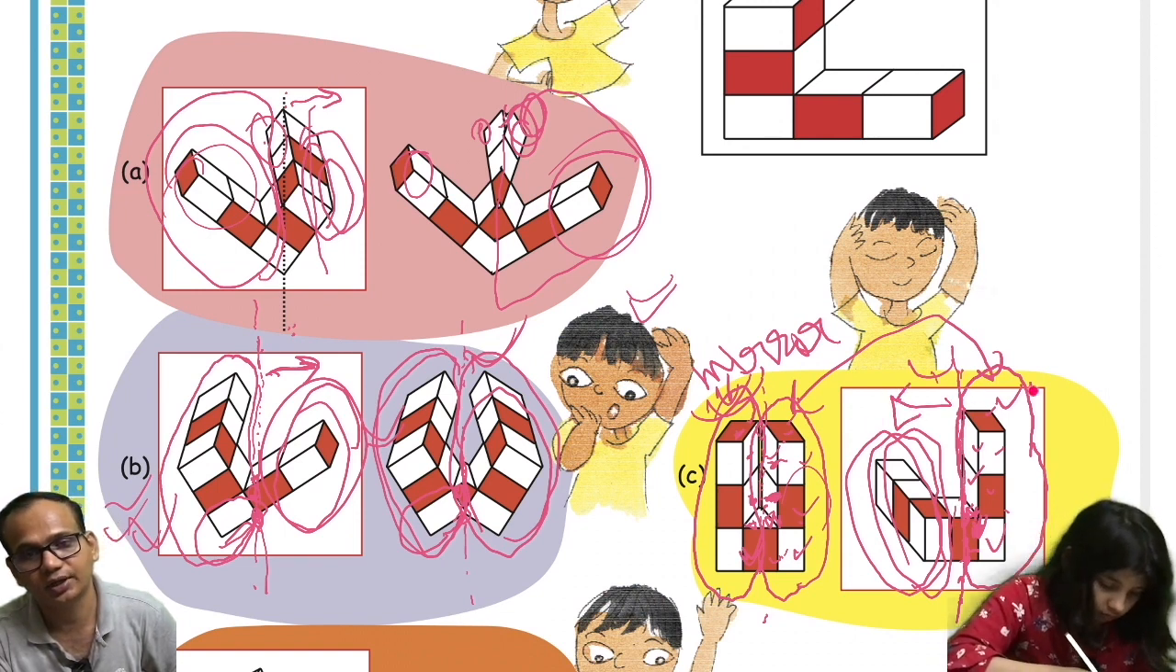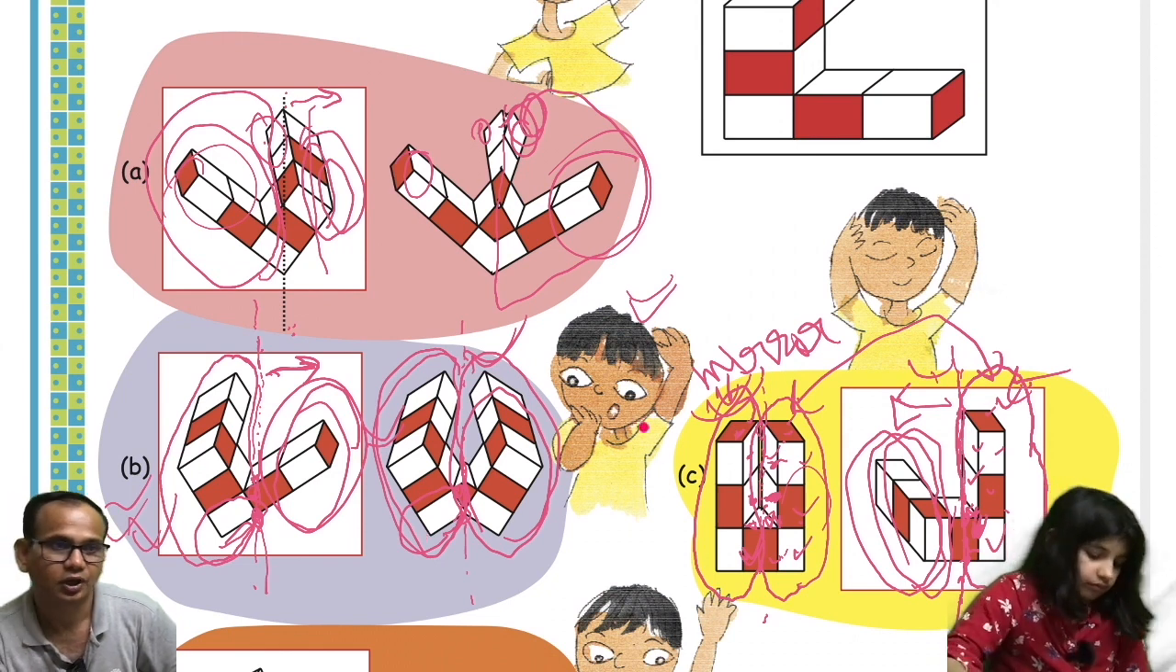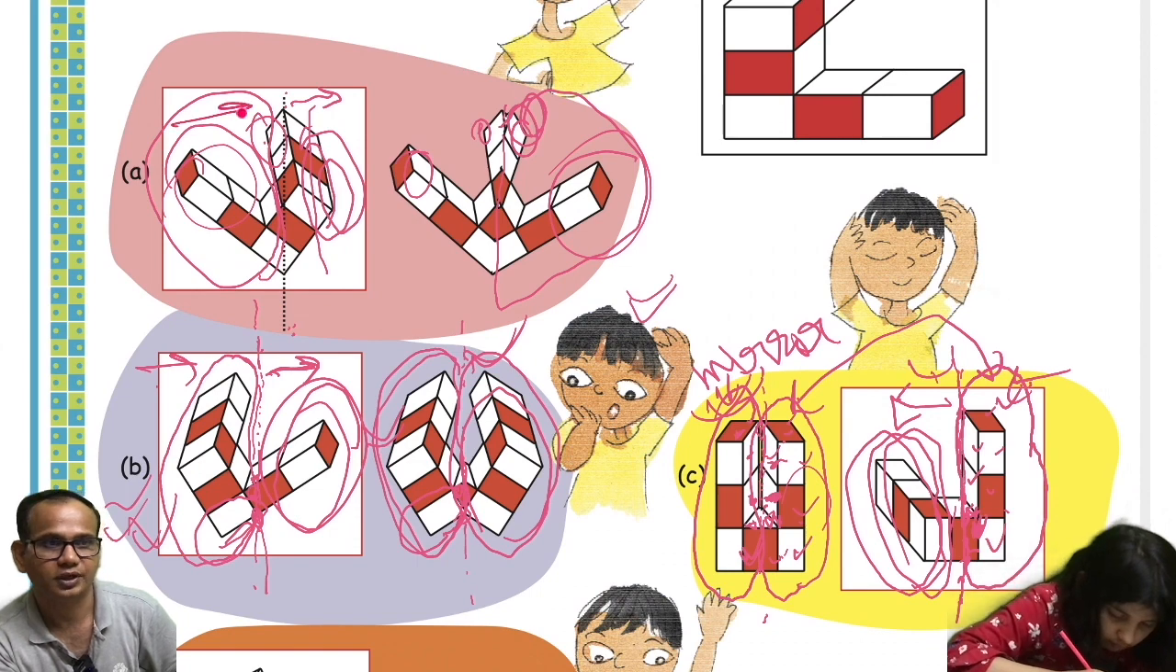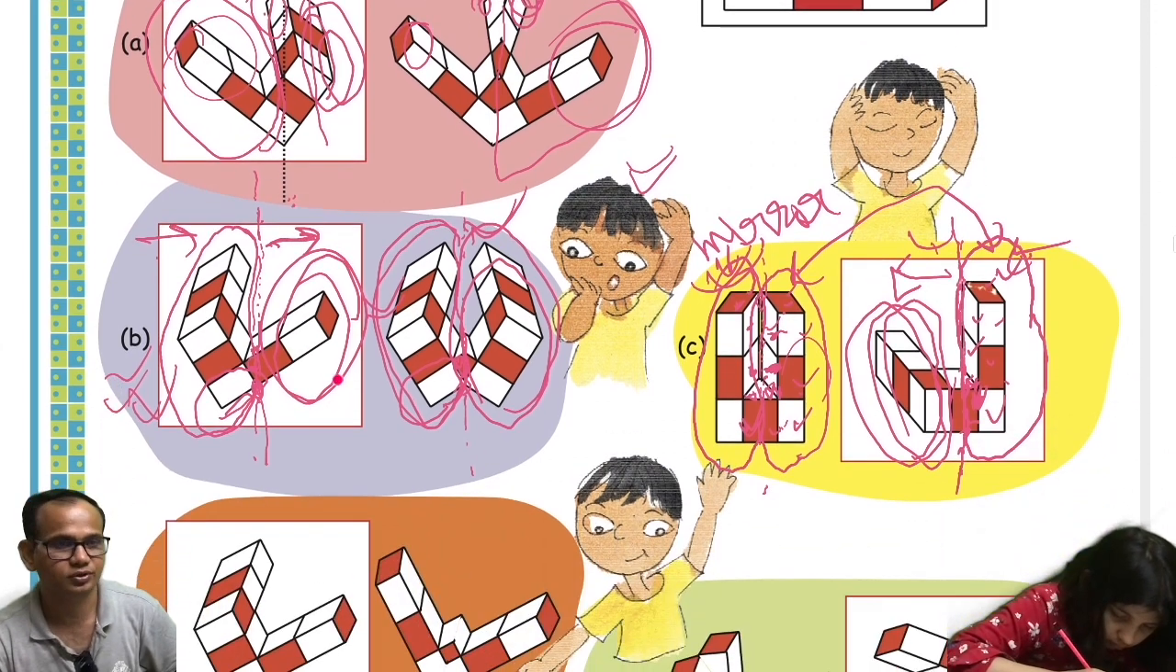We have to keep the mirror this side. We have to see from this side. Here also we have to see from this side. Here also we have to see from this side. I hope आपको समझ में आ गया होगा.